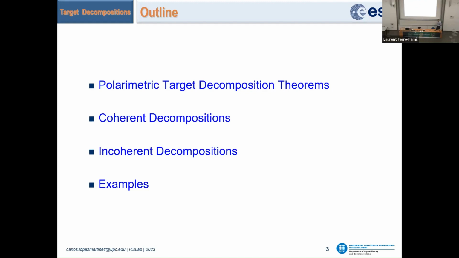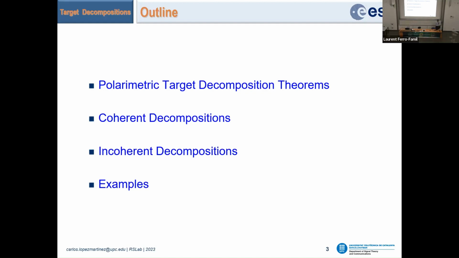The idea of the Fourier transform is that you can decompose any signal into a given number of complex exponential functions, or the DCT, the discrete cosine transform, into different cosine functions. So the idea of target decomposition theorems is precisely that: try to decompose the covariance matrix into some basic building blocks. Okay, it's a decomposition technique.